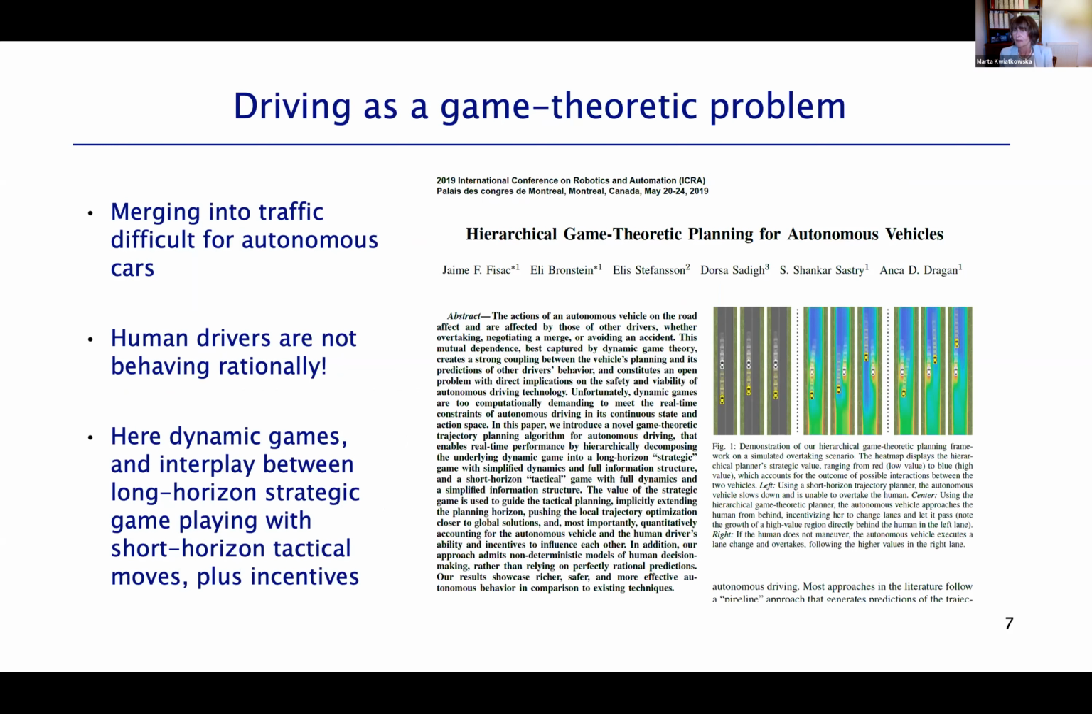Merging into traffic is, in fact, very difficult. There are also Stackelberg games being introduced in these settings. So that's just an example of the shift. But of course, even within the KR community, in the information systems community, games have had a long tradition, and strategic game playing and multi-agent systems are very prominent.